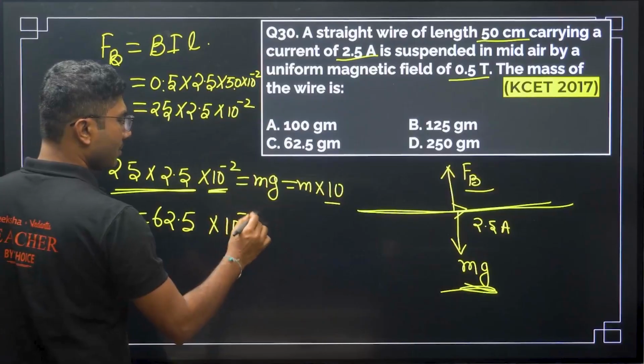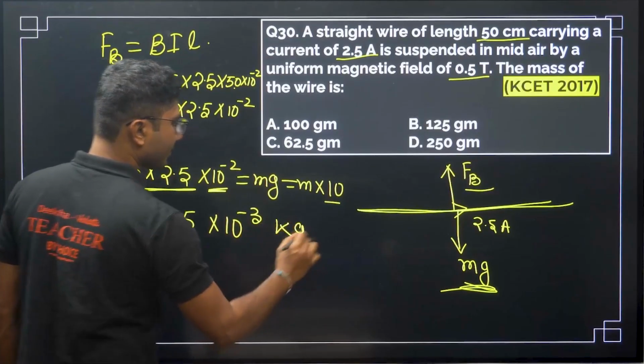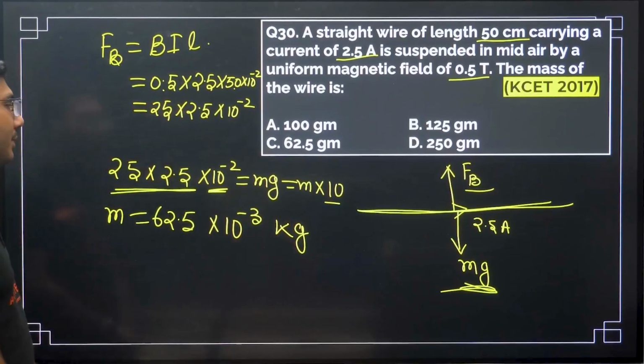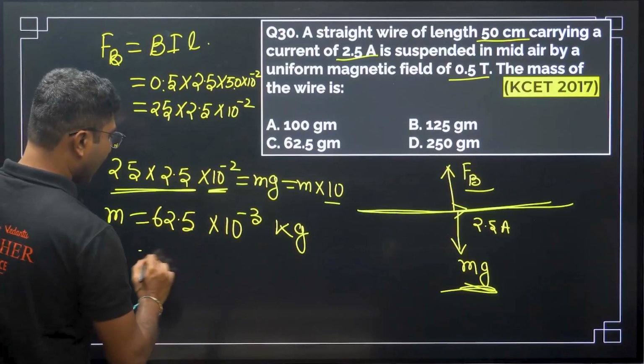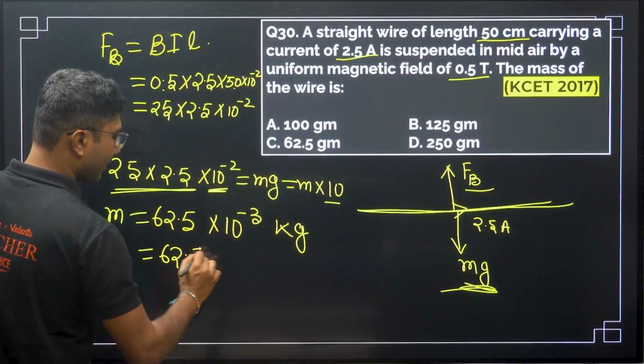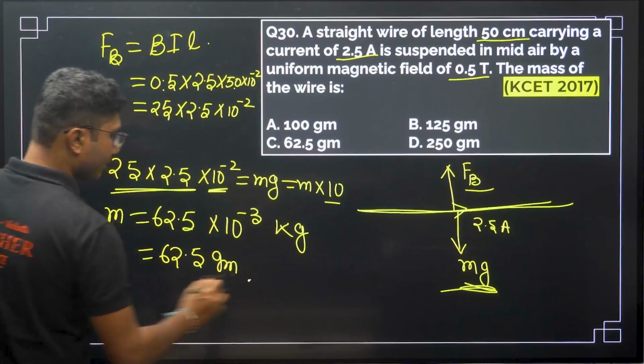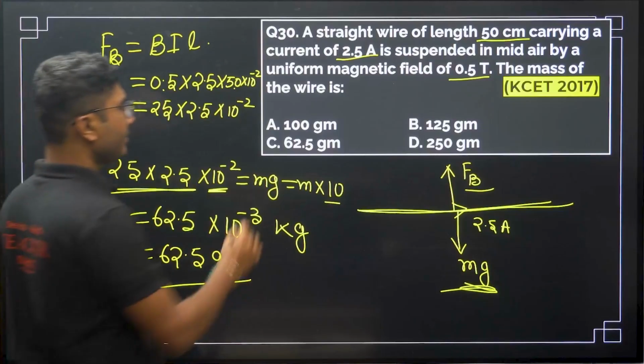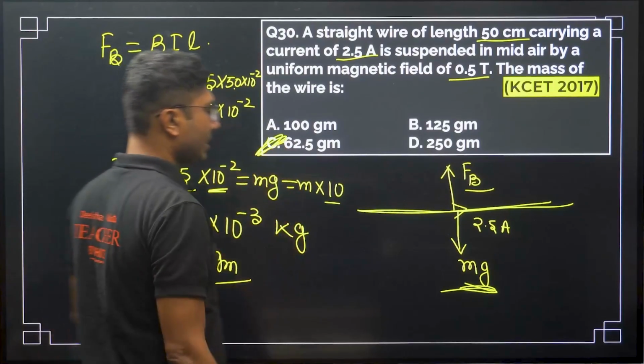Division, so the power will be minus 3. Now this will be in kilograms, since everything is SI. So from there we can write it will be 62.5 grams. So option C is correct, right?